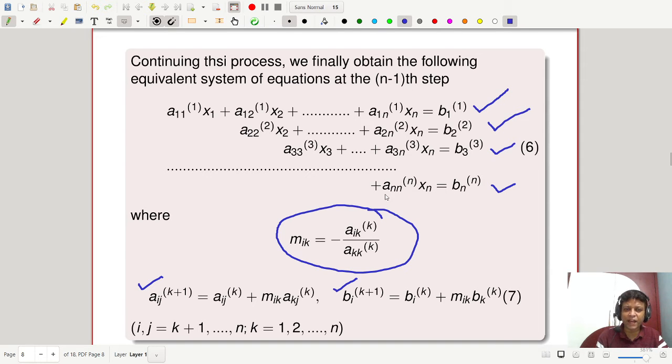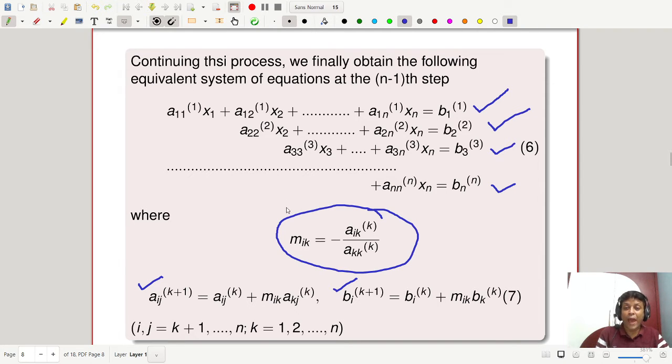Xn equal to bnn by ann, if ann is not equal to 0, and substitute the value of xn in the previous equation. So you will go from down. In the previous equation you will get xn minus 1. Then in the third last equation, if you substitute xn minus 1 and xn, you will get xn minus 2, and so on. Finally you will get x1.